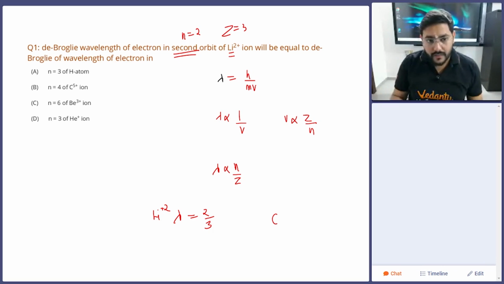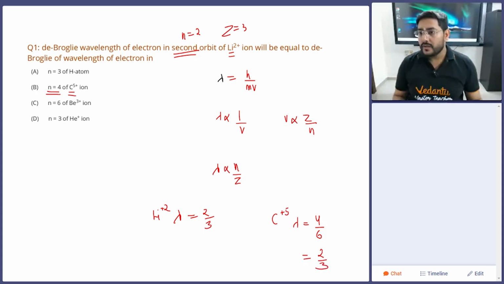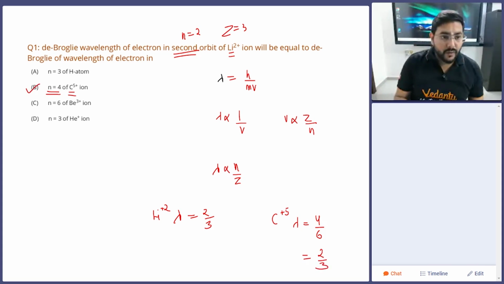See here, C5+ ion. Yes or no? So what is the shell number they have given? 4. So can I put 4? What is the atomic number of carbon? That is 6, so 4 divided by 6. So can I say that it is going to be 2 by 3 only? Yes or no? So the right answer is going to be B only.